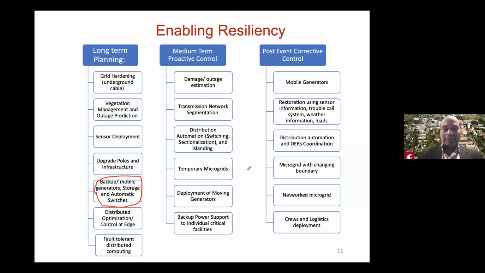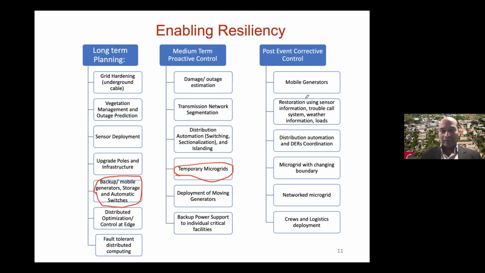We can develop a temporary microgrid, which does require driving your microgrid controllers there and having some sort of ad hoc control. I have seen news about using a drone as a router, a flying router, and using that to communicate between the damaged cyber networks. So a temporary microgrid will require a temporary controller and a temporary communication link, but those things are possible, and it does require some more investigation. Then deployment of mobile generators, which is very similar to acquiring those mobile generators and then putting them in place, and providing backup power support to individual critical facilities.